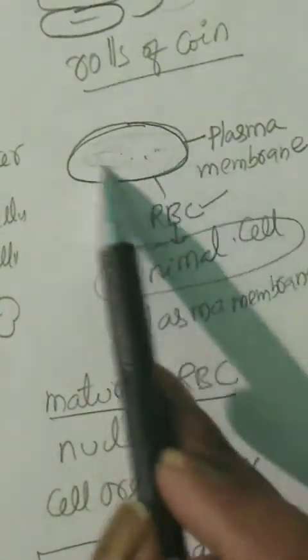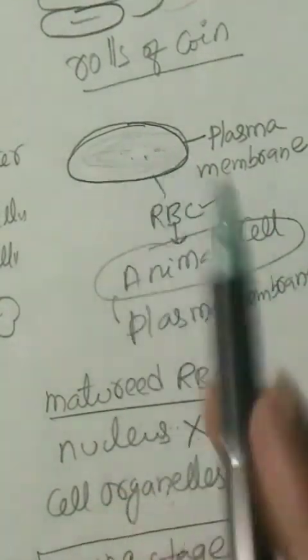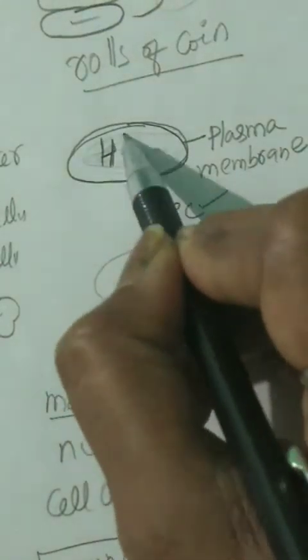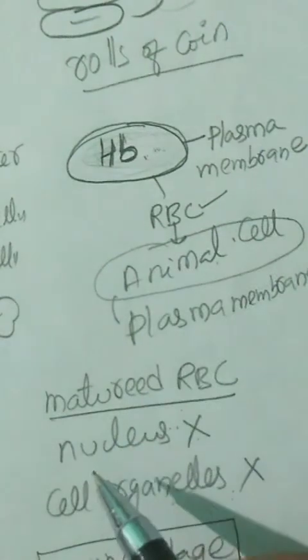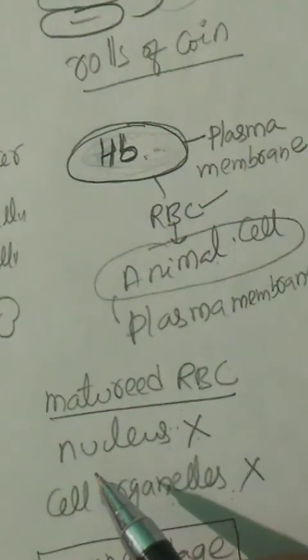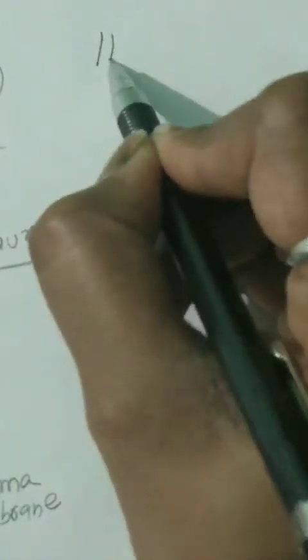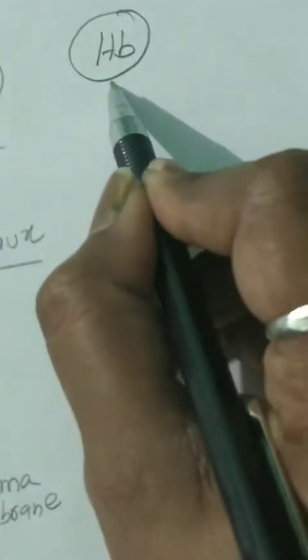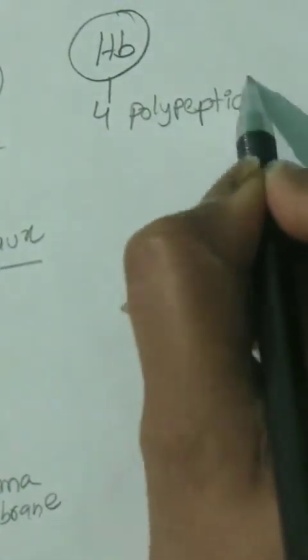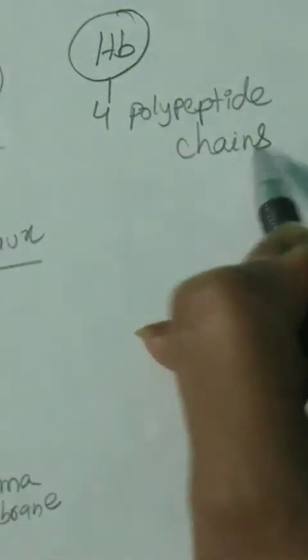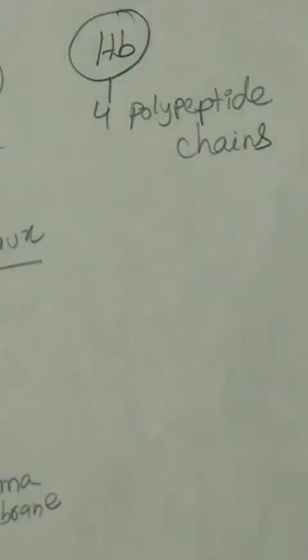The cytoplasm of RBC contains a protein. What is the protein present in the cytoplasm of RBC? That is hemoglobin. Each hemoglobin molecule contains 4 polypeptide chains.